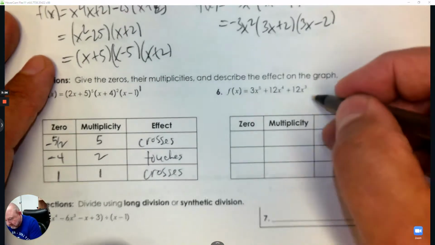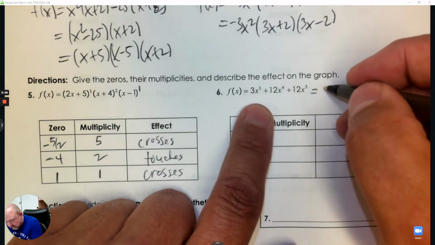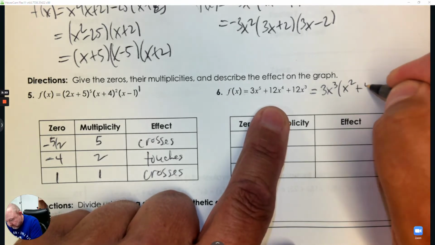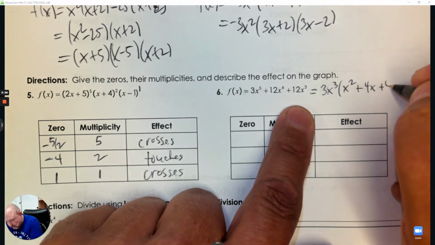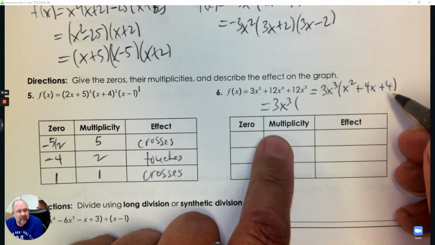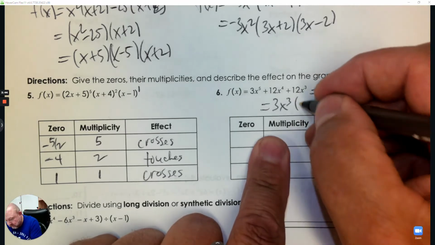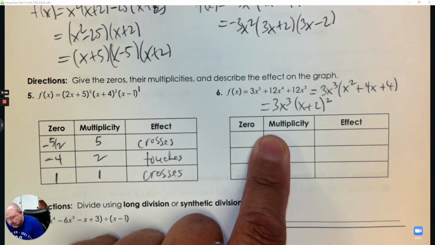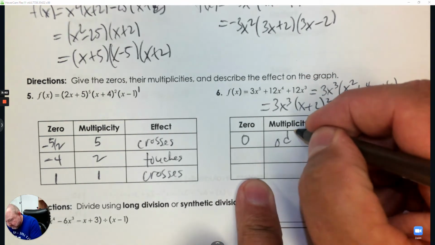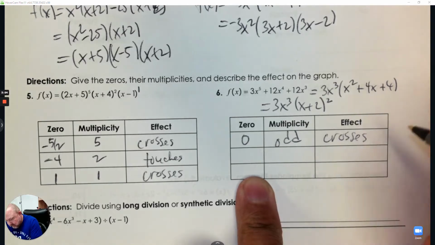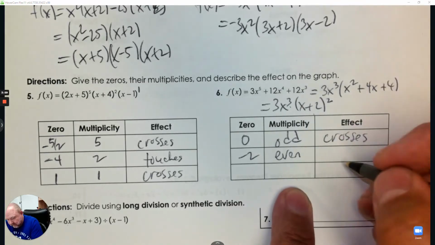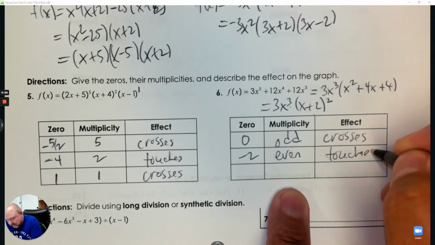Here we need to do some factoring. So I'm going to factor out a 3x cubed. That gives me x squared plus 4x plus 4. Two numbers that multiply to 4 and add to 4 are 2 and 2. So instead of writing 2, 2, I write it squared. And then we have a 0. That's odd. So it crosses. And then -2, that has an even multiplicity, or you can write down 2, and that means it touches. Nothing for the last row.